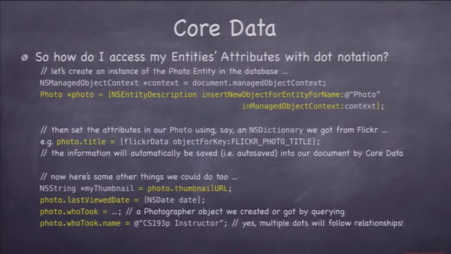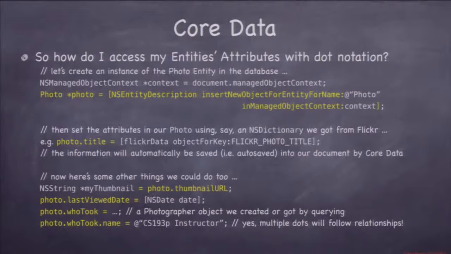Here's a whole bunch of other examples of what you would do. You can also obviously call the getter, so I could say NSString *myThumbnail equals photo.thumbnailURL. Get that thumbnail URL out of there. Notice that you can't put URLs in the database. You have to put strings and convert them to URLs. I could say photo.lastViewDate equals [NSDate date]. The date method in NSDate gets the current date and time. I could set that as the photo's last viewed date.